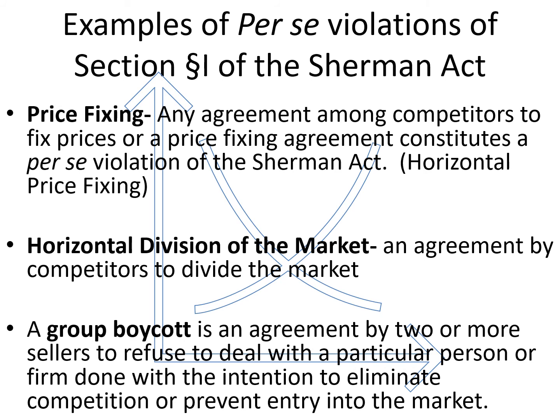Alrighty? And then their last example is if you had a group boycott. So this is where two or more sellers refuse to deal with a particular person, refuse to sell to someone in order to eliminate competition or to prevent entry into the market. And that one's a little more unusual situation.